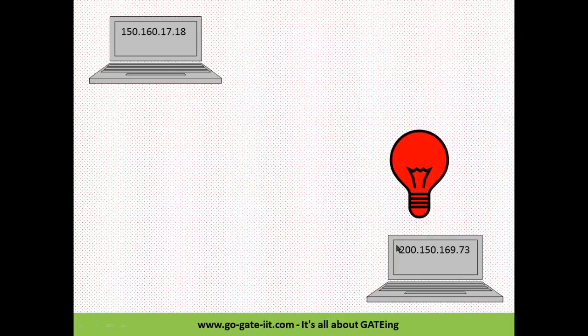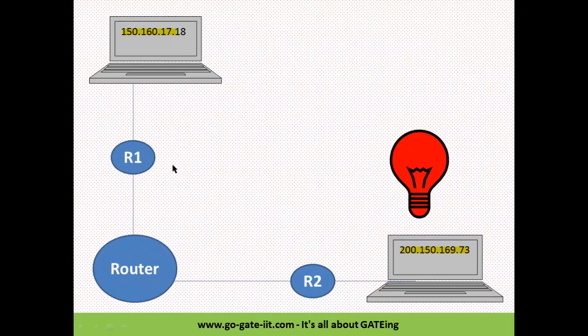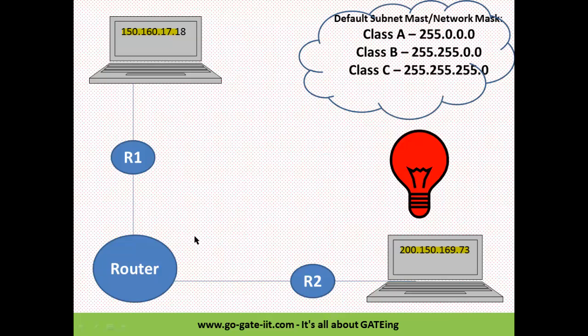Again, one more tip. Generally they ask numerical questions based on this tip, and I felt it very useful. So you can consider that there are 2 computer systems with IP addresses mentioned on their screens, which are connected via certain routers, R1 and R2. Now we have something called the default mask, default subnet mask, or network mask.